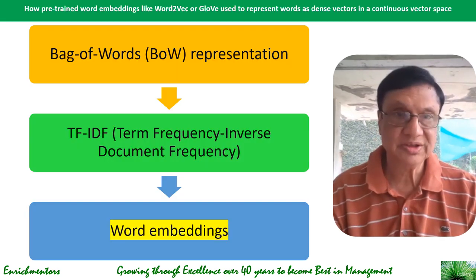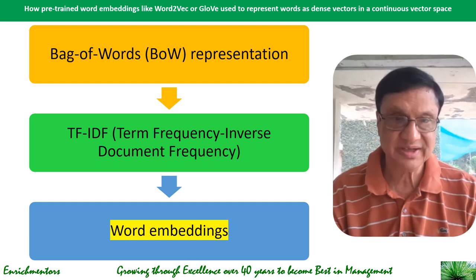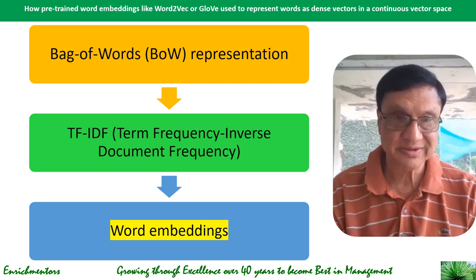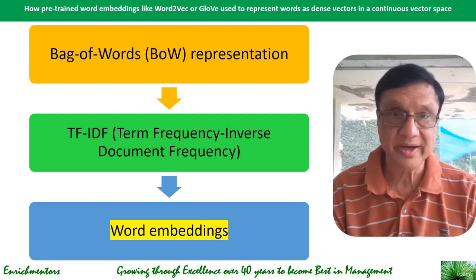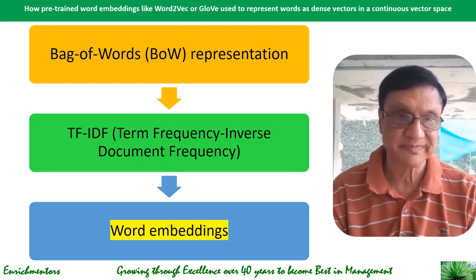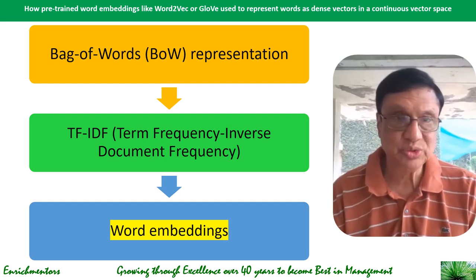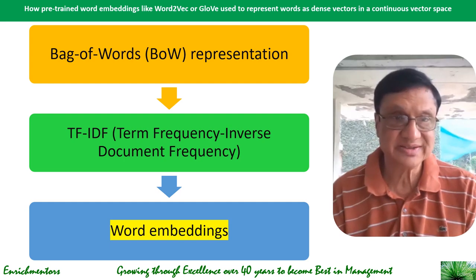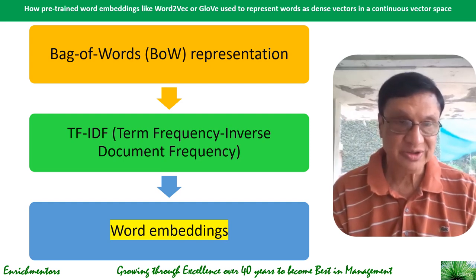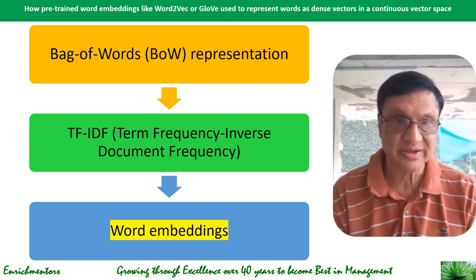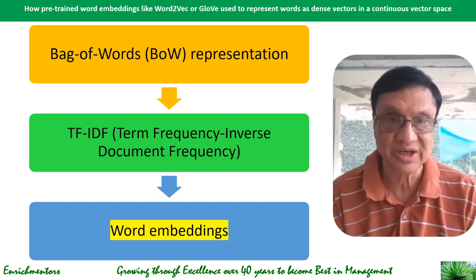So the last thing they did, after having talked about bag of words and TF-IDF, was to look at word embeddings. So how pre-trained word embeddings like Word2Vec and GloVe were used to represent words as dense vectors in a continuous vector space, which basically means closely related words are placed together in the space.